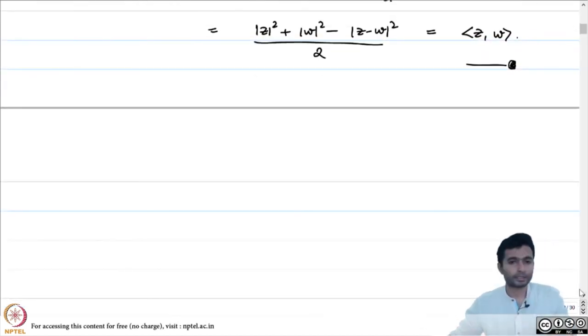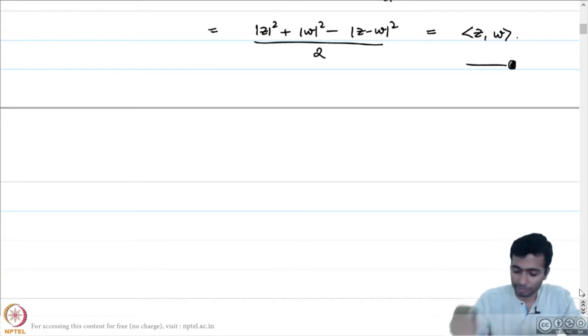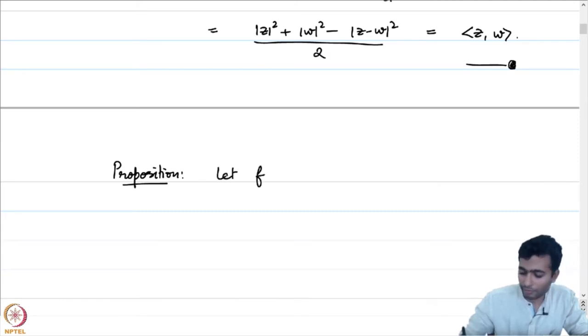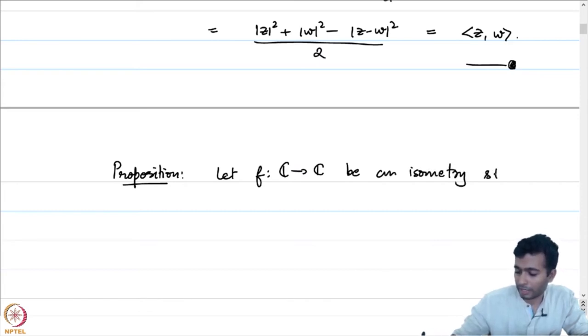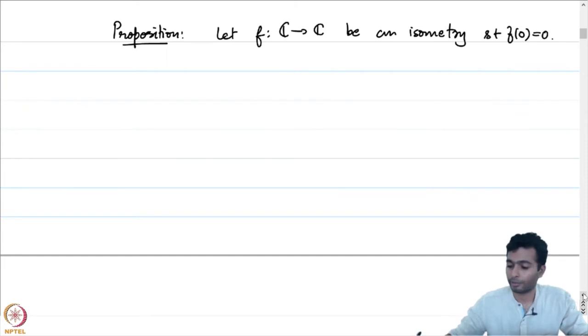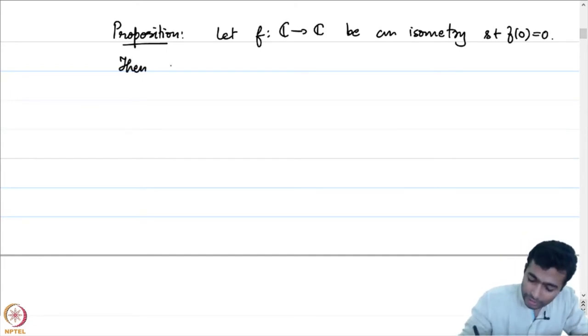Then the next natural step would be to ask, can we say anything about the linearity of f? The answer turns out to be yes. Such a map which is an isometry and which preserves the origin should necessarily be a linear map. So the next claim, or maybe I'll write it down as a proposition: let f from C to itself be an isometry such that f of 0 is equal to 0, and that way we have ensured that it is going to be preserving the inner product. The proposition states that f is a linear map.